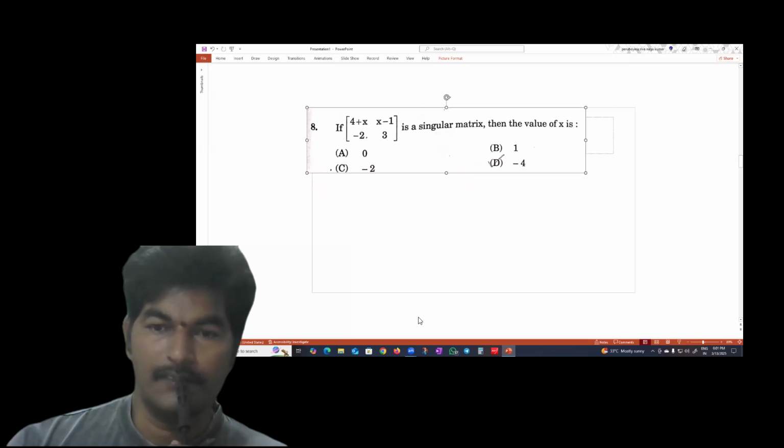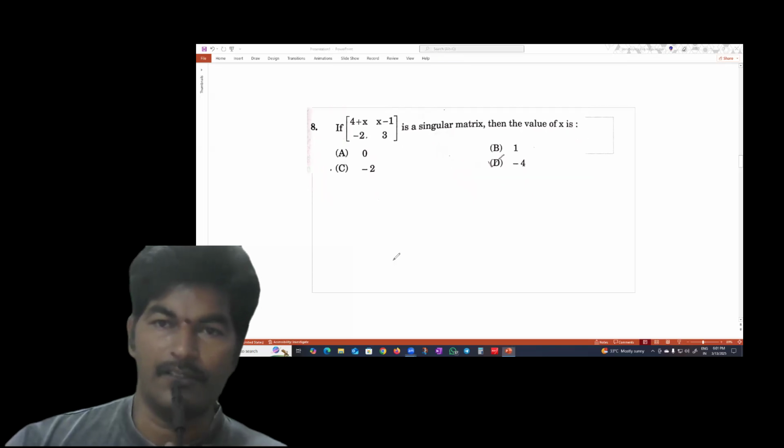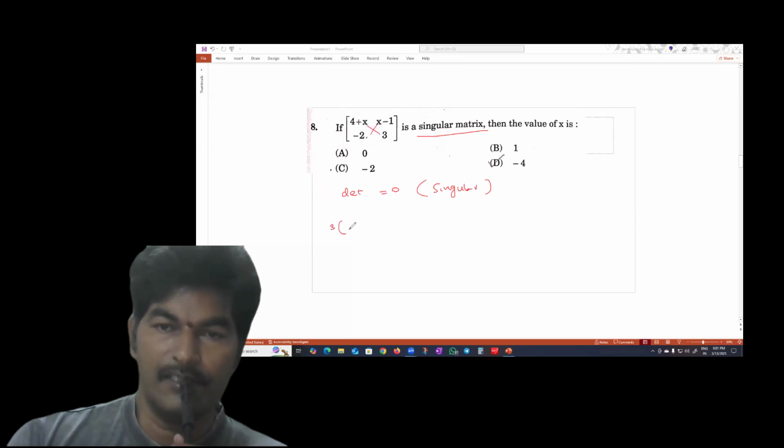Now, this is question 8. If it is a singular matrix, then the determinant is 0. Only when it equals 0 can you say it is a singular matrix. That means AD minus BC: 3 into (4 plus x) minus of minus 2 into (x minus 1) equals 0.